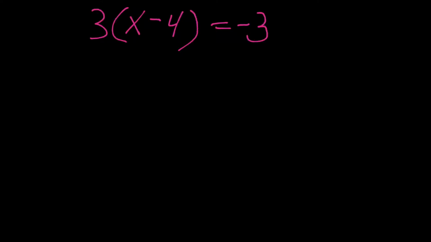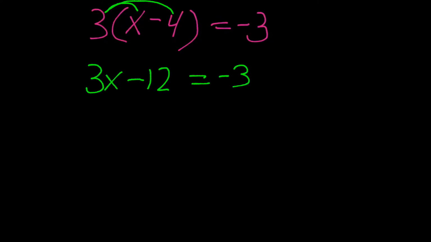So let's get started. I'm going to distribute the 3 by multiplying it inside the parentheses against the x and against the negative 4. So when I multiply, I have 3x minus 12 equals negative 3. That was my first step. I had to distribute. My next step is going to look very similar to the examples from before. I need to get rid of the constant so that the only term left is the term with the variable. Since I am subtracting 12, I'm going to have to add 12 to both sides.